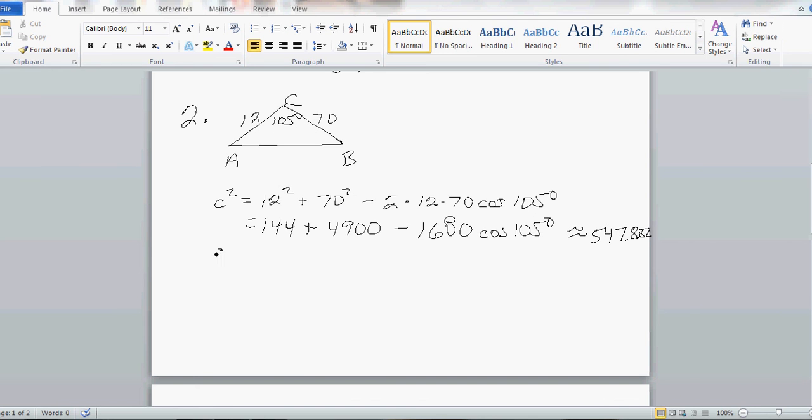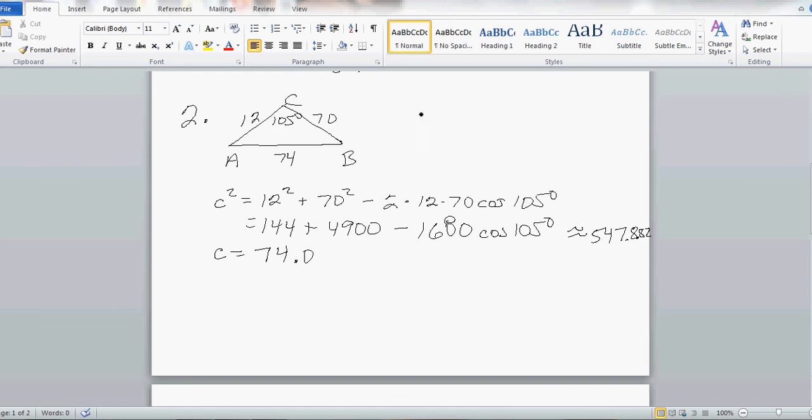But we want to know what C is, so we just take the square root of that, and we get, rounding to one decimal place, 74.0. So we'll just do it at 74, because it's not really going to make a big difference here.